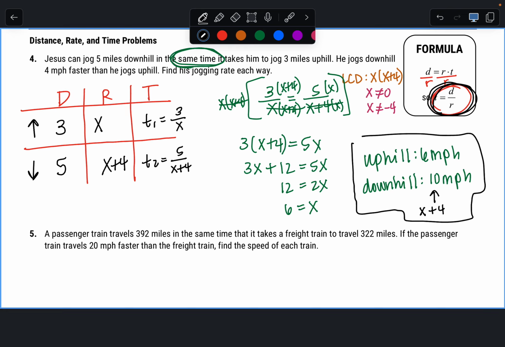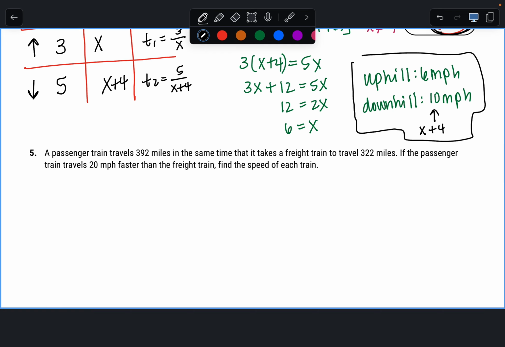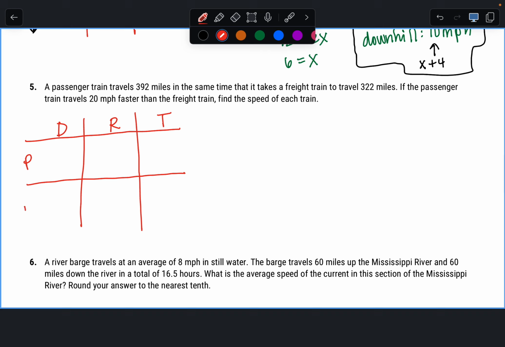Okay, let's set up the next one. It is a different kind of situation. We have trains. We have a passenger train. We have a freight train. If the passenger train travels 20 miles per hour faster than the freight train, find the speed of each one. So I'm going to do the same thing. I'm going to set up a table. Distance, rate, time. And then I'm going to have a passenger train. I am going to have a freight train.